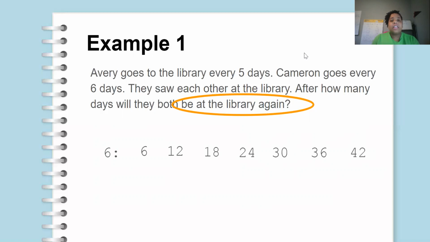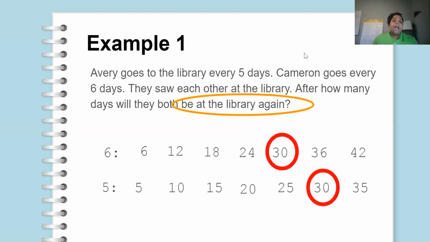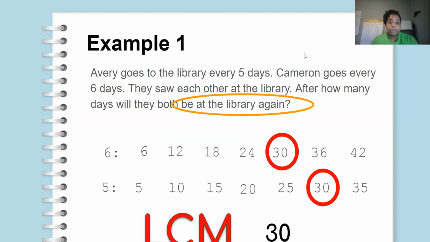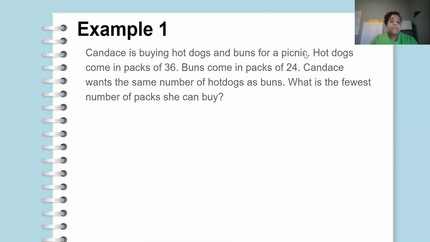And I only listed these because I think I might catch a multiple of 5 that they already have in common. The multiples of 5 are 5, 10, 15, 20, 25, 30, 35. Well, as I'm looking through, I noticed that they have 30 in common. I can multiply 5 and 6 by some number and get to 30. Well, I don't see anything before that, so that lets me know that, in fact, 30 is their least common multiple. Let's look at another example.